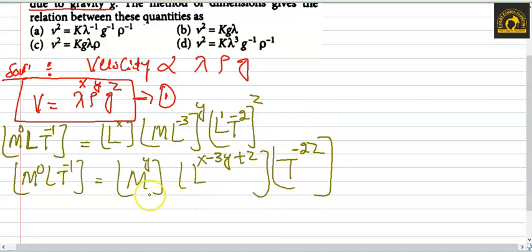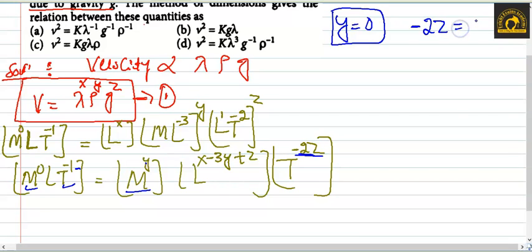So comparing with the principle of homogeneity, for M, y is equal to how much? y is equal to 0. Then for T, minus 2z is equal to minus 1. So minus 2z is equal to minus 1, then z is equal to 1 by 2. z is equal to 1 by 2.